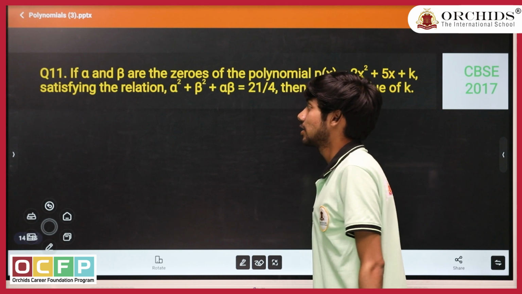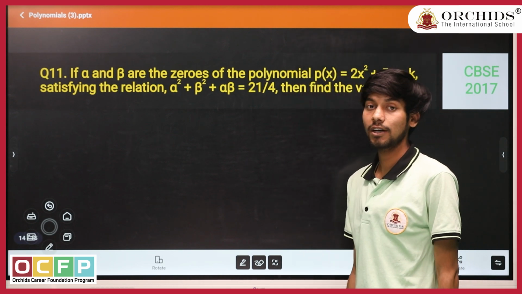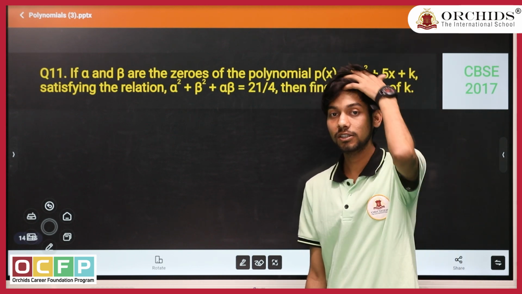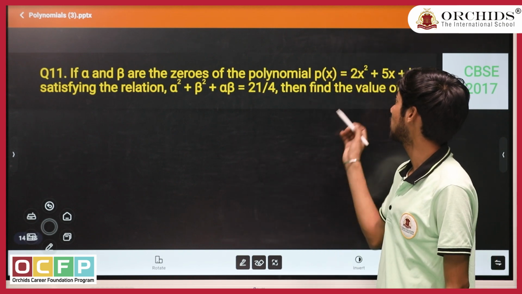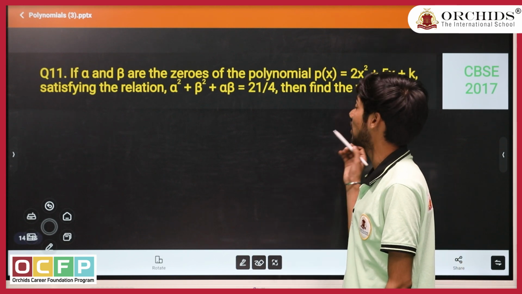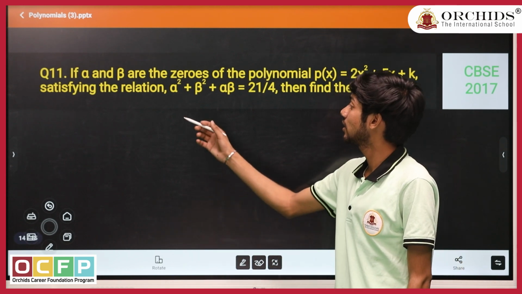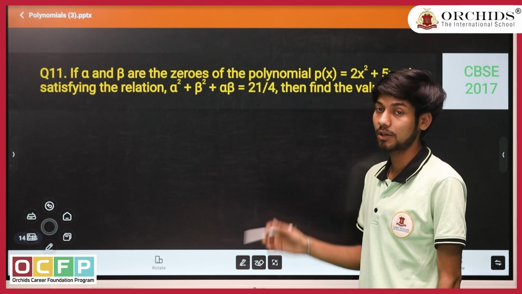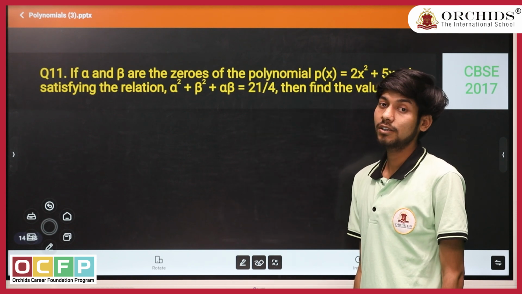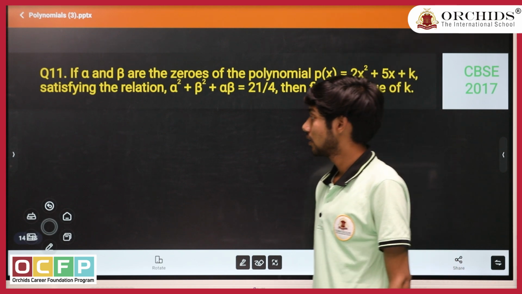This question was asked in CBSE Board 2017 and it was a very important question. It was asked for 3 marks. So what is the question? If alpha and beta are the zeros of the polynomial p(x) is equal to 2x square plus 5x plus k, satisfying the given relation alpha square plus beta square plus alpha beta is equal to 21 by 4, then find the value of k.